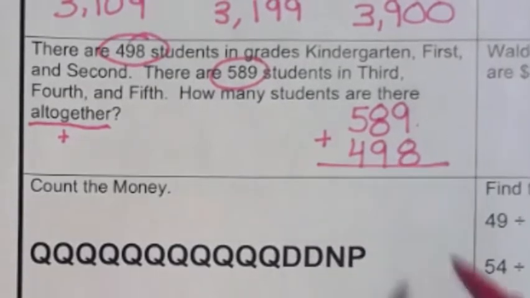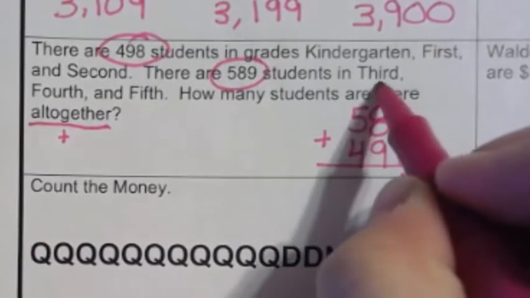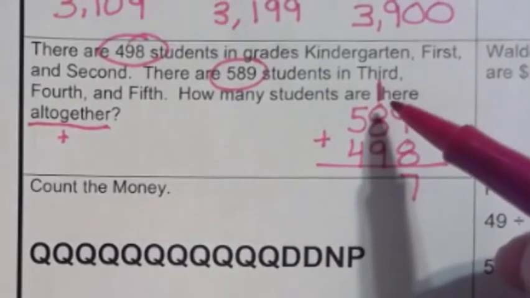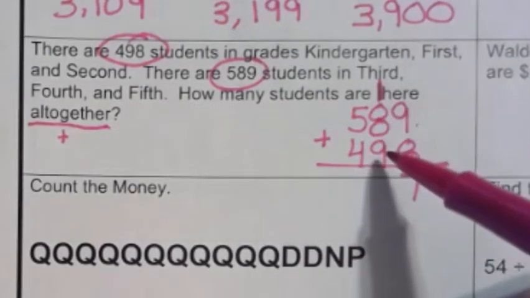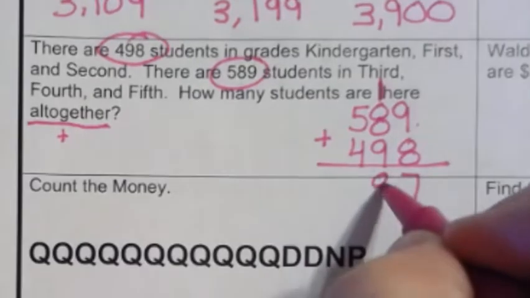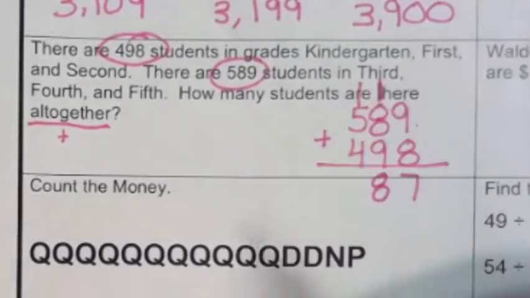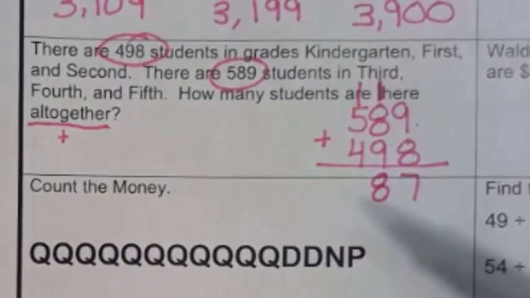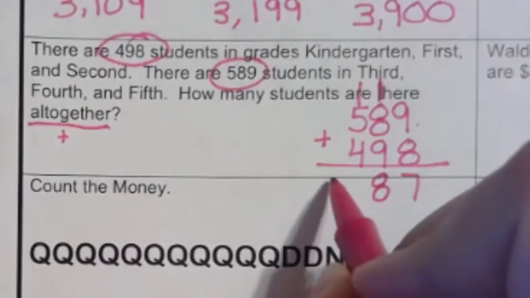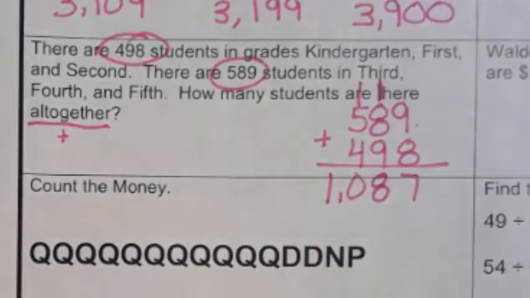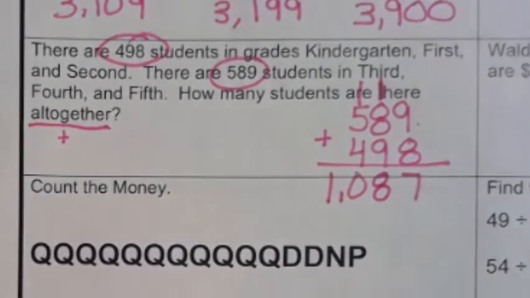Start in your ones place. 9 plus 8 is? 17. Carry that 1. 8 plus 1 is? 9. Plus 9 is 18. All right, let's carry that 1 again. 5 plus 1 is 6. And 6 plus 4 is? 10. That means I have 1,087.